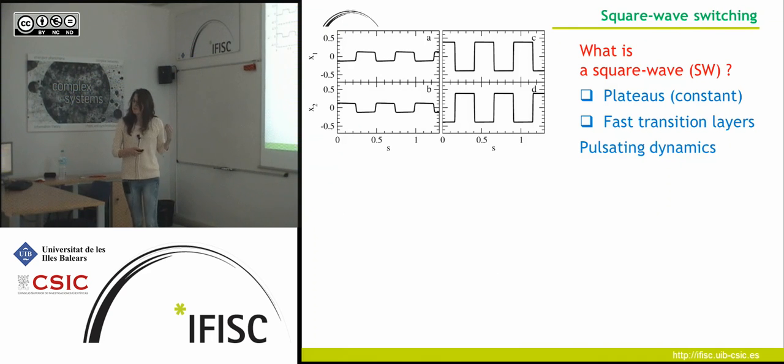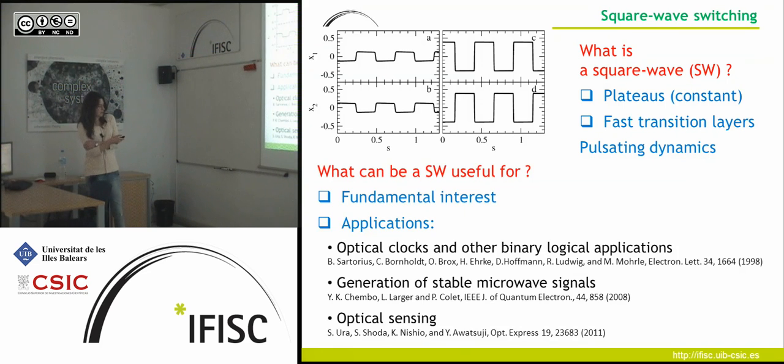An interesting regime that is characterized by large delayed feedback is square wave switching. But what is a square wave? First of all, a square wave is characterized by plateaus and fast transition layers between the plateaus. So it is a kind of pulsating dynamics. Here we have an example. And what can it be useful for?